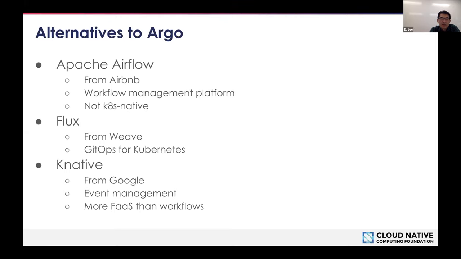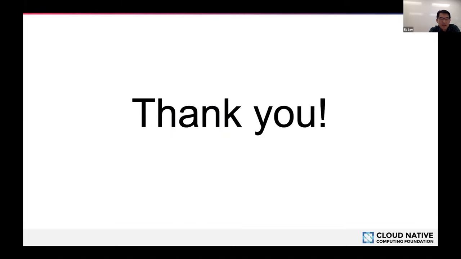Another project that we sometimes get compared with, particularly the Argo Events side, is Knative from Google. Obviously, Knative is more of a FaaS system rather than a workflow system. We're focusing more on coarse-grained workflows and having good integration between events, workflows, and long-running deployments. So those are some comparisons. So that's pretty much it. Any questions?